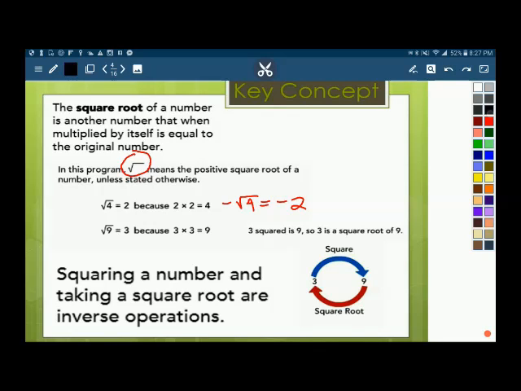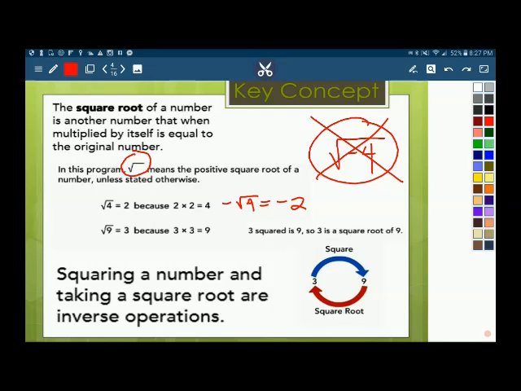We're not going to be dealing with if you square root a negative number. That actually is imaginary, okay? And we're not dealing with imaginary numbers. We should never be square rooting a negative number.